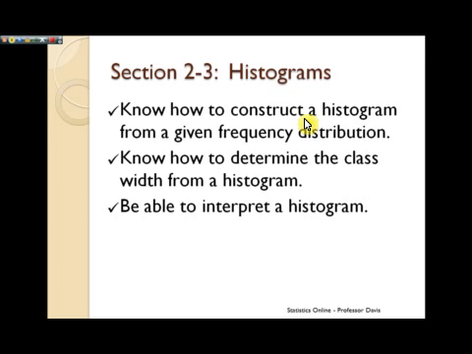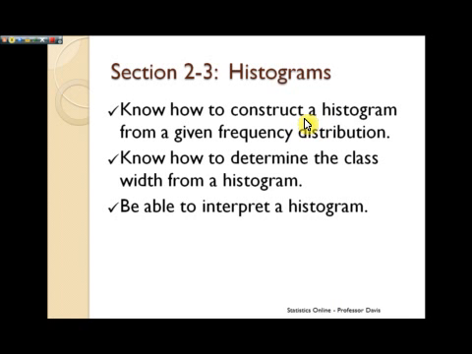So we want to be able to construct a histogram, and also we want to compute the class width if we're given a histogram. And the way we do that is we could take the difference between any two consecutive lower class limits or upper class limits, and that would give us the class width.